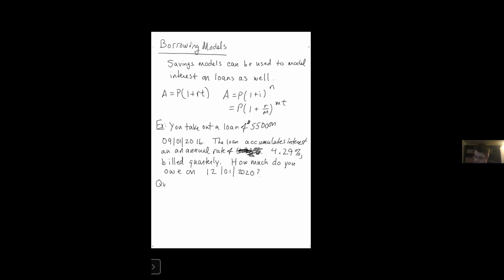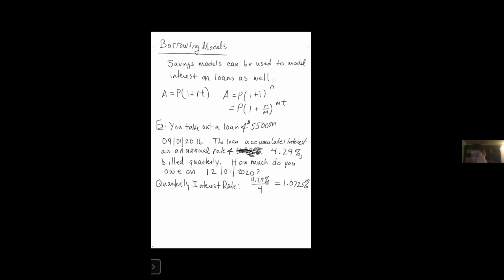So we're going to first find the quarterly interest rate. Quarterly interest rate, 4.29% per year, divided into 4, because there are 4 quarters in a year. And this equals 1.0725%.